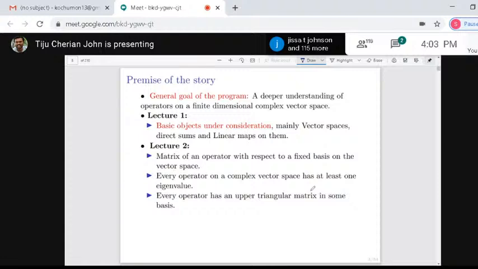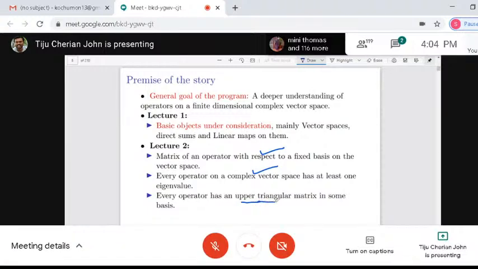And after that, in the same lecture 2, you have seen that every operator has an upper triangular matrix. You know that every operator has a matrix. You know that every operator has at least one eigenvalue. Using this, you have seen that every operator has an upper triangular matrix in some basis.